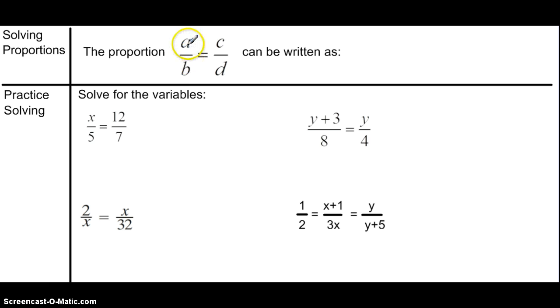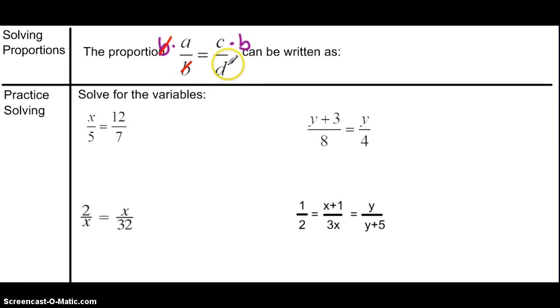Well, let's think about inverse operations. This is A divided by B. What's the inverse of dividing by B? It's multiplying by B. So if we multiply both sides of this equation by B, we're left with B over B on the left-hand side, and B over B is 1. Those cancel each other out.